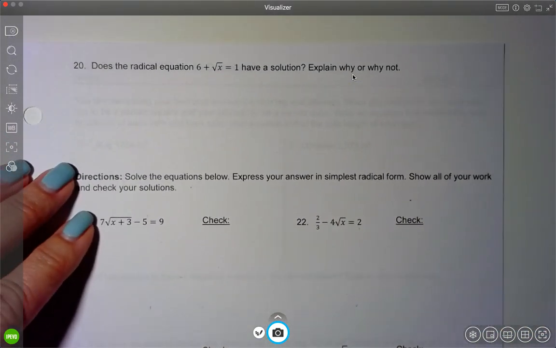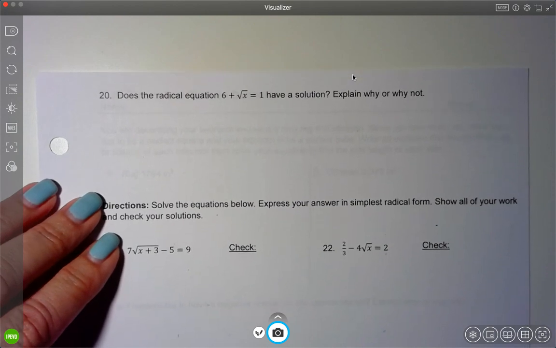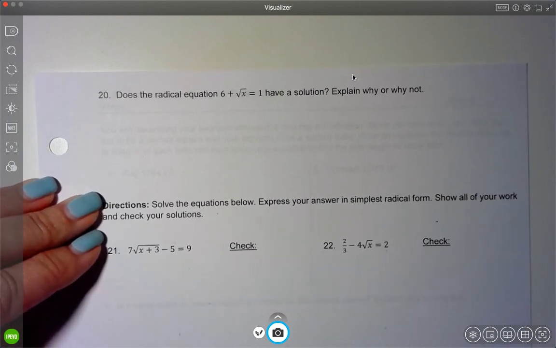All right, let's work on this last page. Oh, is this the last page? Oh, that's not the last page of the lesson.